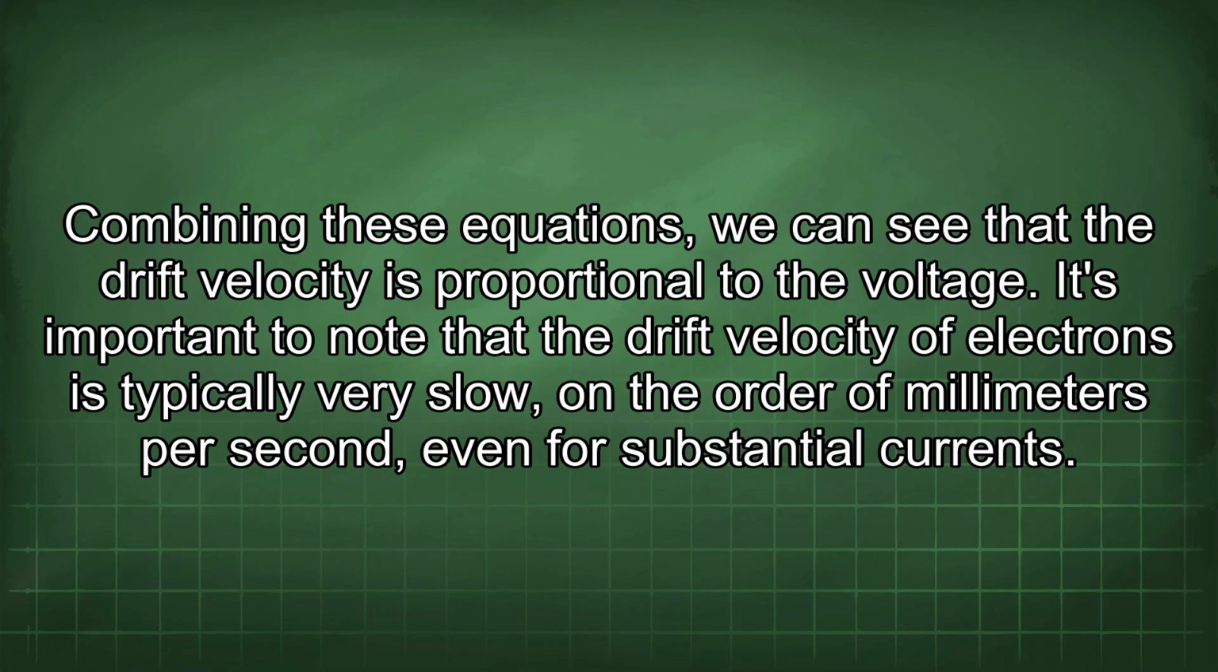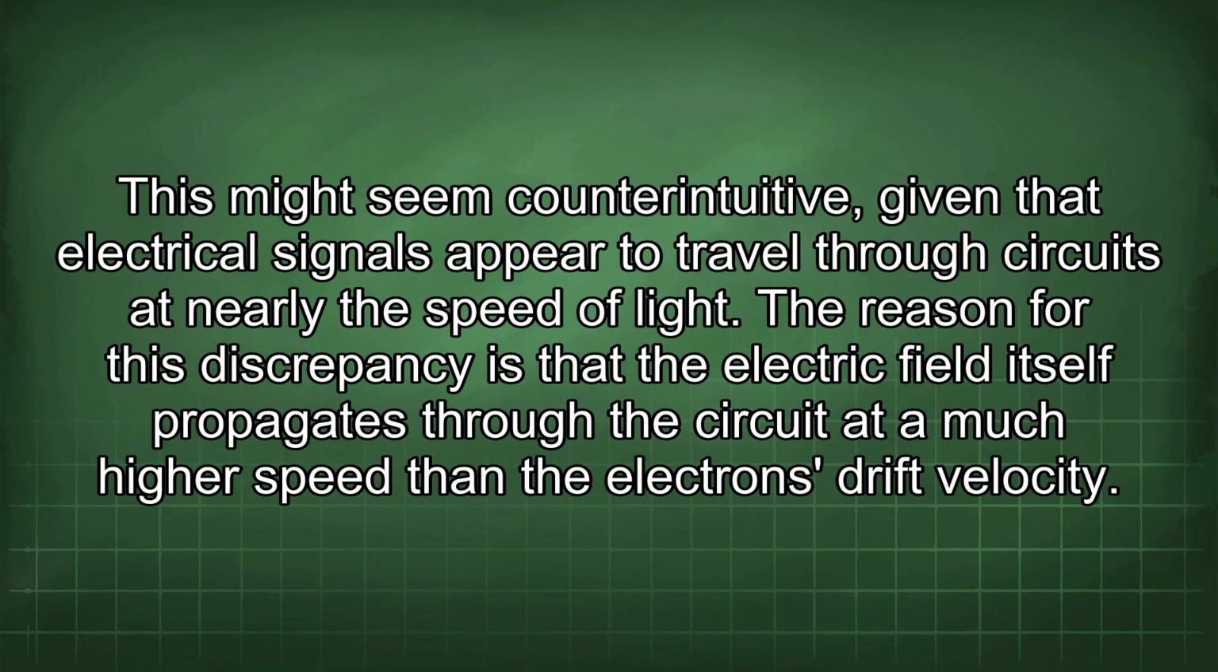It's important to note that the drift velocity of electrons is typically very slow, on the order of millimeters per second, even for substantial currents. This might seem counterintuitive given that electrical signals appear to travel through circuits at nearly the speed of light. The reason for this discrepancy is that the electric field itself propagates through the circuit at a much higher speed than the electron's drift velocity.